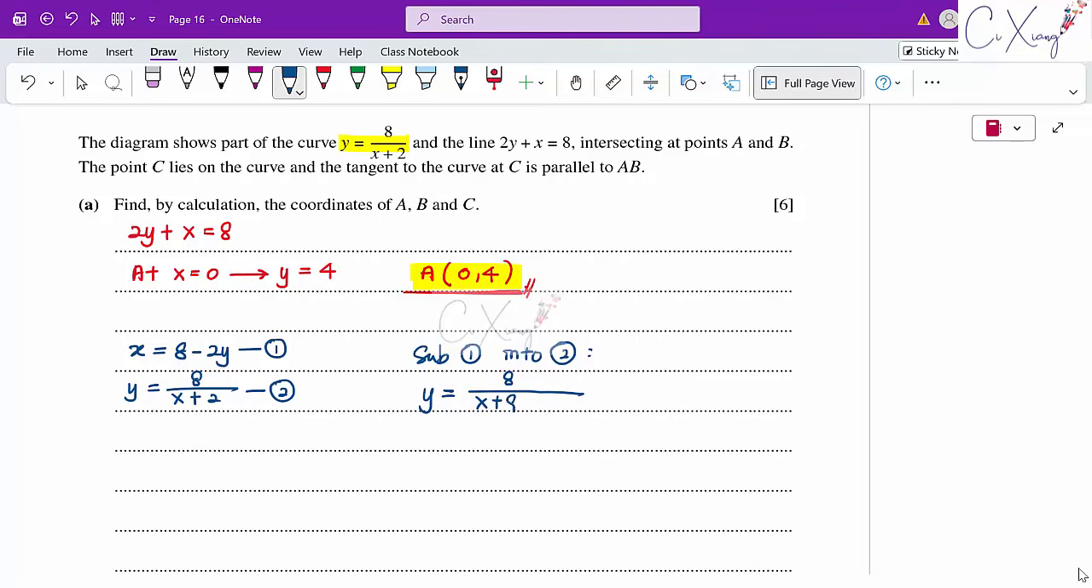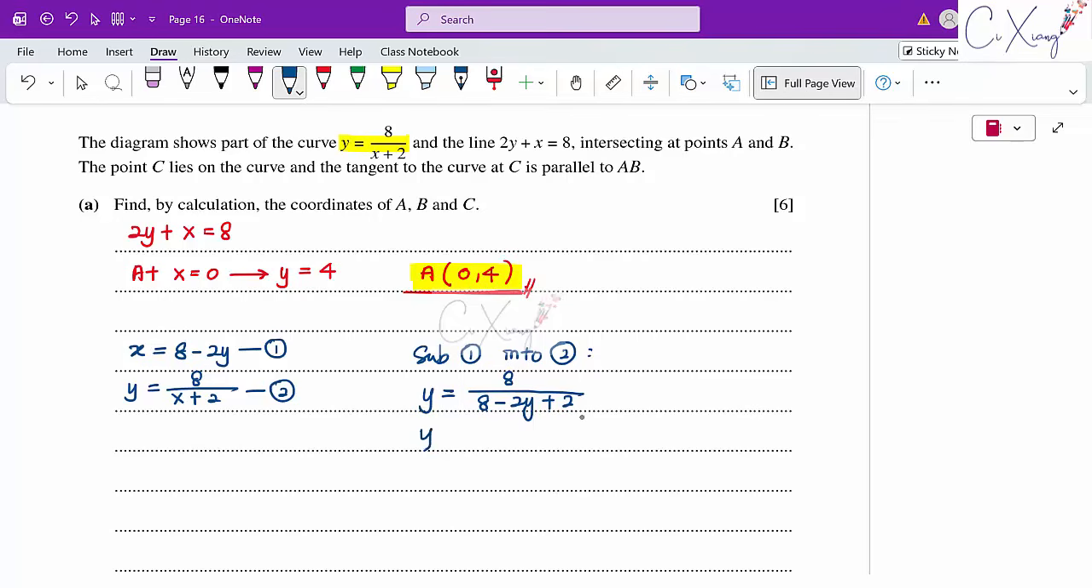x plus 8 minus 2y. Sorry, what am I doing here? Okay, so 8 divided by x plus 2, right? So the x basically will be 8 minus 2y, then plus 2. This whole thing is the x. x is 8 minus 2y, so this whole thing is the x, then plus 2.